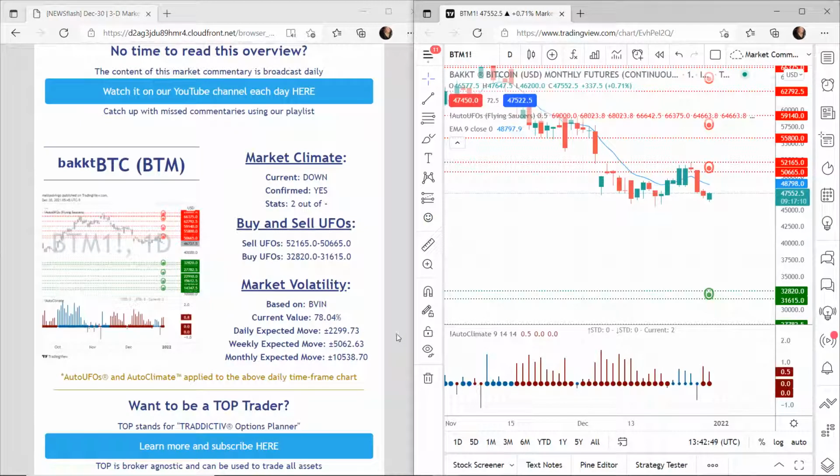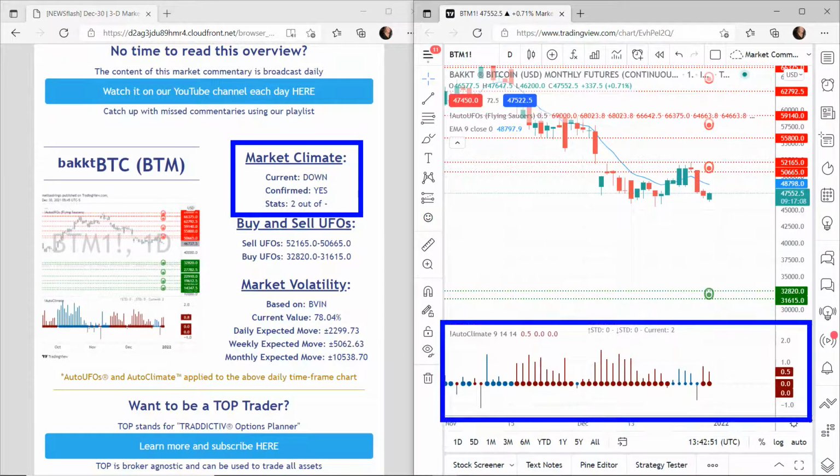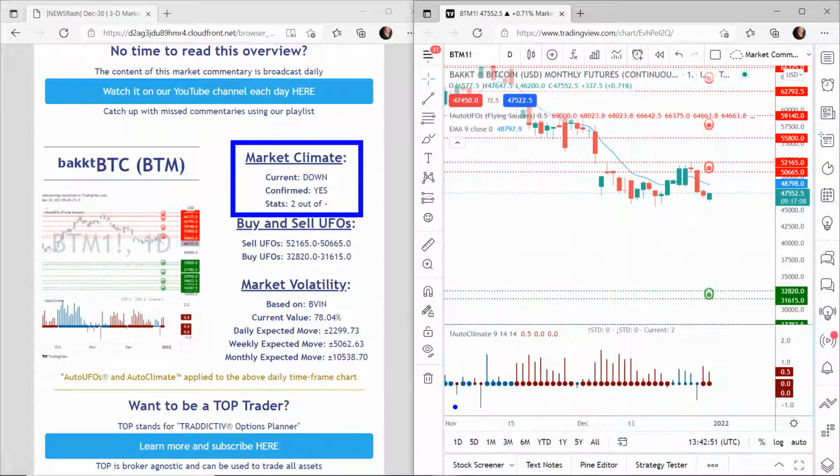So that's Bitcoin. So now for each of these markets, what we've looked at is market climate. Essentially, where do we have our probabilities? Up, down, or nowhere. We've used AutoClimate, a free app on most platforms, to help us figure that out. Was it a thick blue dot, and therefore probability was up? Was it a thick red dot, and therefore probability was down? Or was it a thin dot of either colour, and therefore probability was neither direction? So we've looked at that per market.